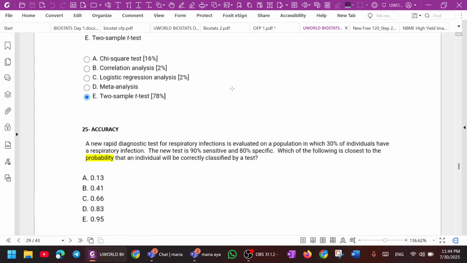Okay, accuracy. A new rapid diagnostic test for respiratory infection is evaluated on a population in which 30% of the individuals have respiratory tract infection. The new test is 90% sensitive and 80% specific. Which of the following is the closest probability that an individual will be correctly classified by the test?